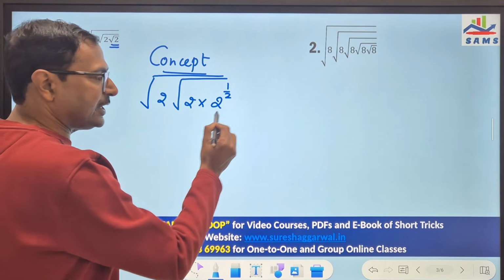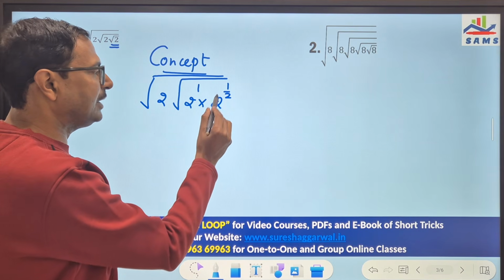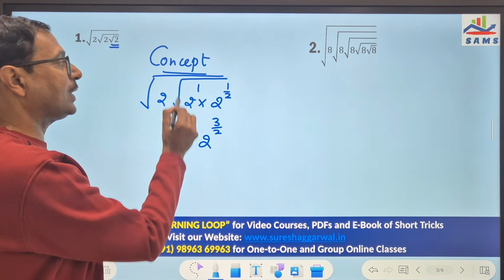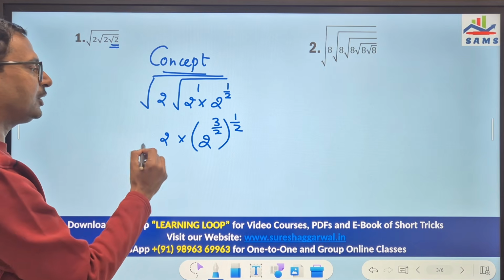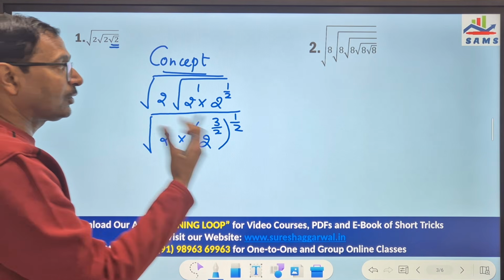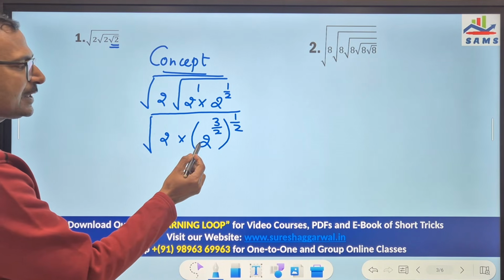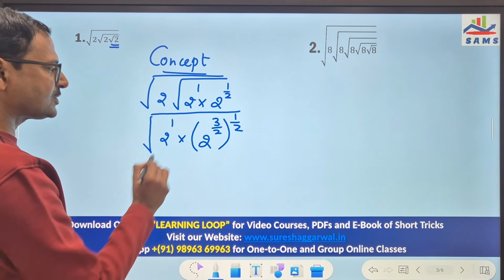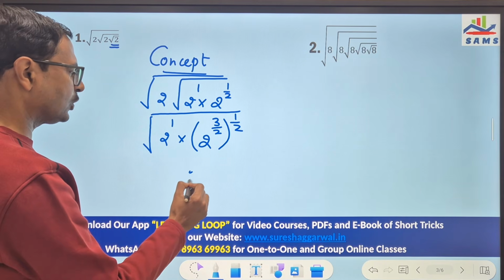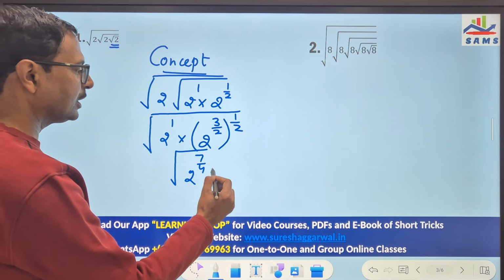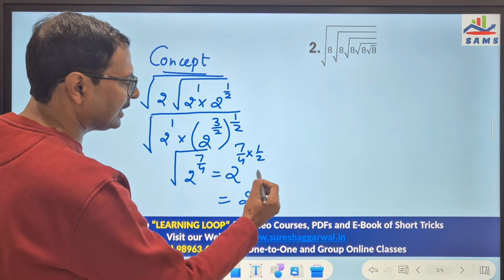So by the law of exponents, you have to add 1 and half. This will give you 2 raised to power 3 by 2, and then you have a square root which means power 1 by 2, and then this is multiplied by 2 with a square root. See how complicated things get if you don't use the short trick. I'll tell you the short trick in a while. So this becomes 2 raised to power 3 by 4 and this is 1. So 1 plus 3 by 4 is 7 by 4. So 2 raised to power 7 by 4 with a square root gives 2 raised to power 7 by 4 times half, that is 2 raised to power 7 by 8.